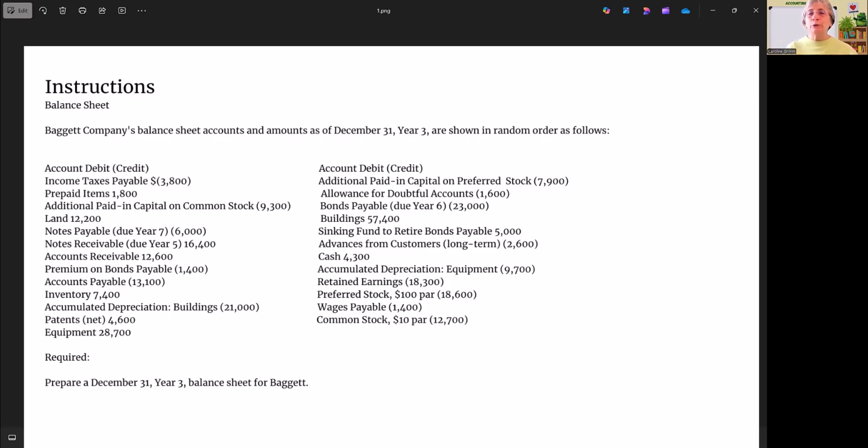Now, what are the clues that are being offered here for what it is we need to understand? So they're giving us a list of balance sheet accounts. First thing you need to know is which accounts are balance sheet accounts: assets, liabilities, and equity.